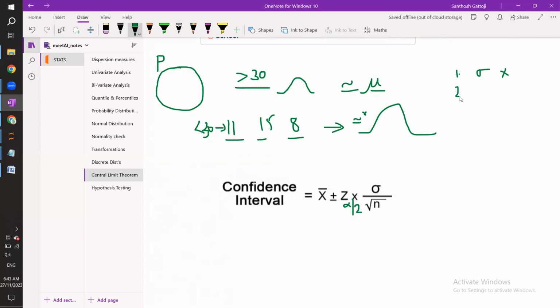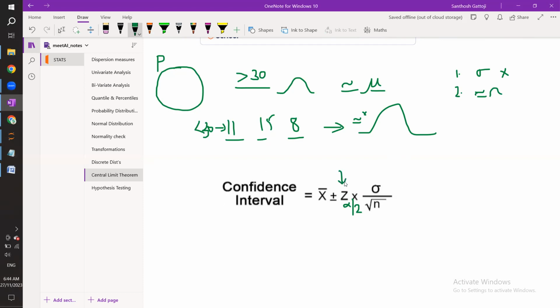Second point is, because you also don't have a sufficiently large number of samples, the distribution you are going to get will not be a normal distribution. But it will be somewhat similar to a normal distribution. But here, if you observe this formula, what is this z coming from?